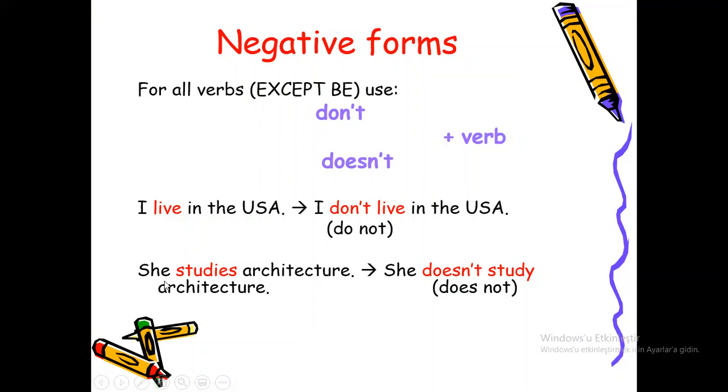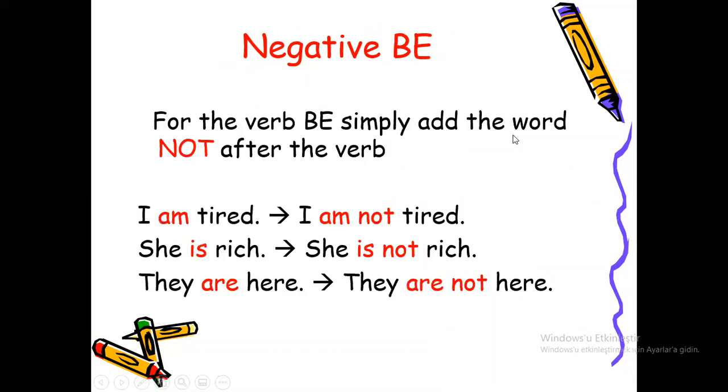And an example with she studies architecture. She doesn't study architecture. Be careful. Here we do not put s to the end of the verb because it is negative, because we have doesn't here. And negative form of be. For the verb be, simply add the word not after the verb. Very easy. Like I am tired. I am not tired. She is rich. She is not rich. They are here. They are not here.